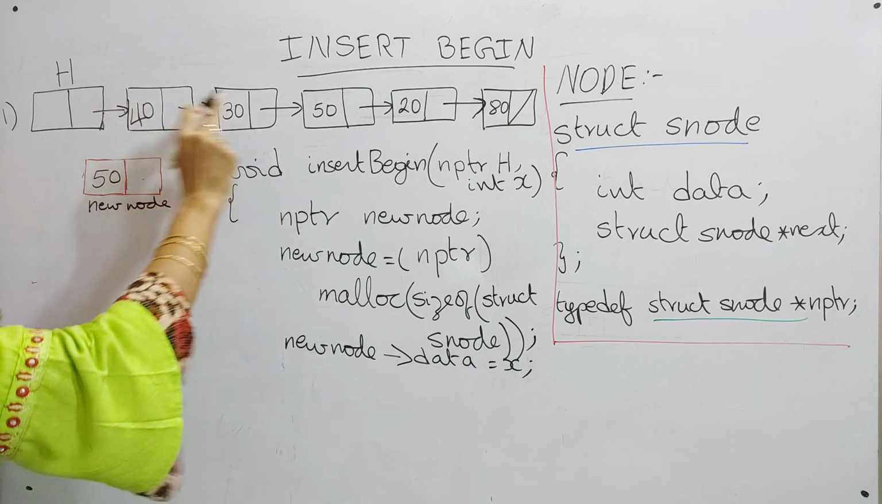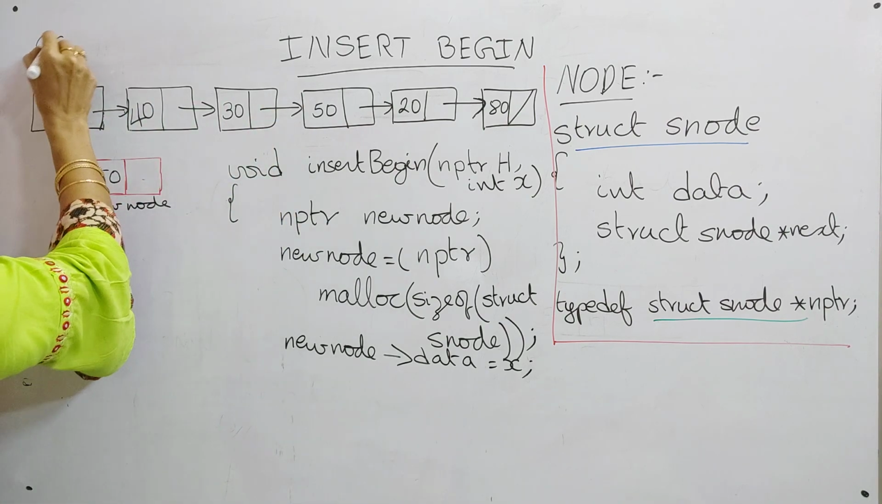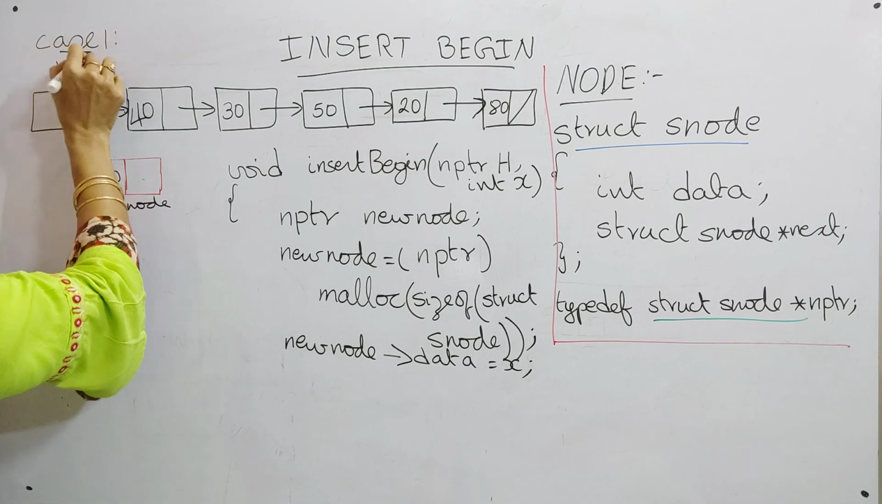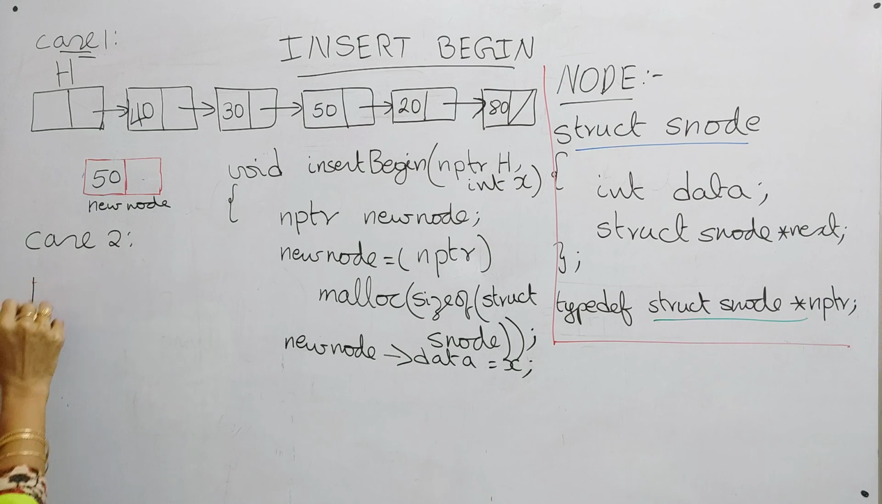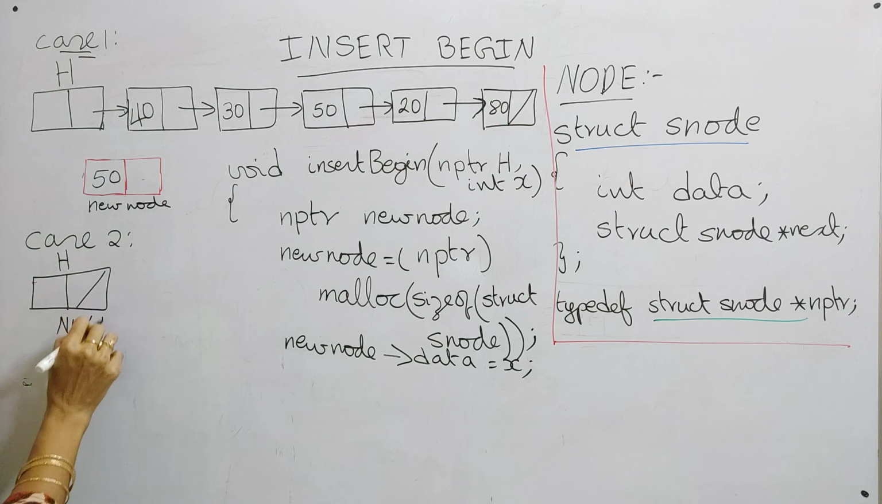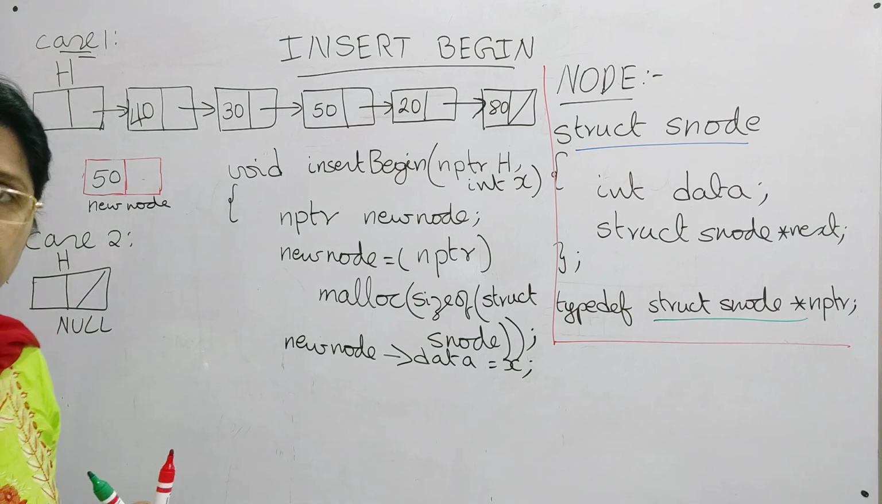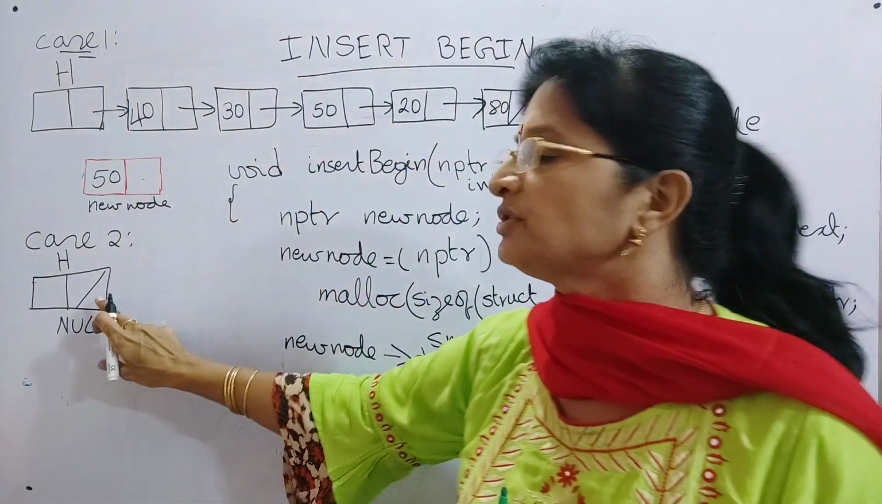This is if the list contains some values, that is one case. And another case is, suppose you don't have any value. That means your header next is null. That indicates that your list is empty. So before inserting the node, you have to check this.